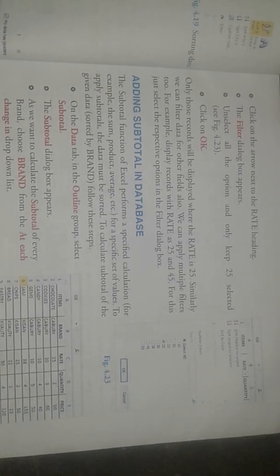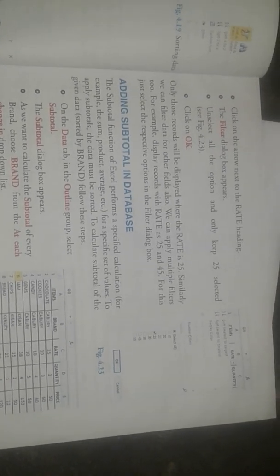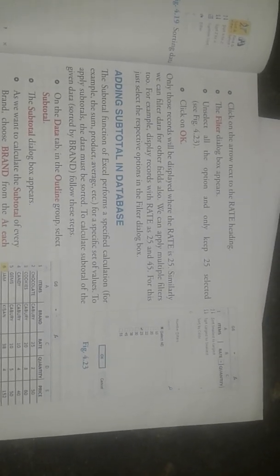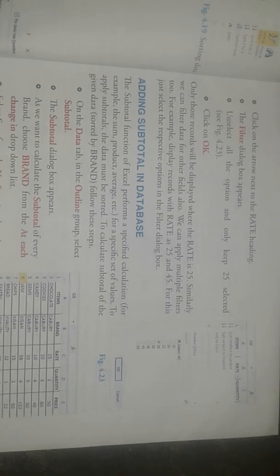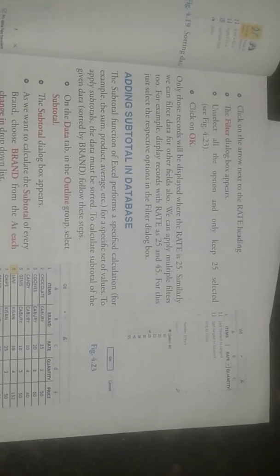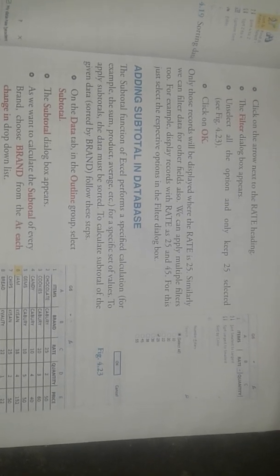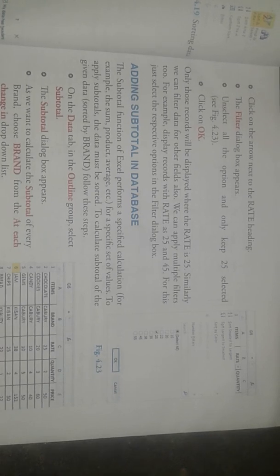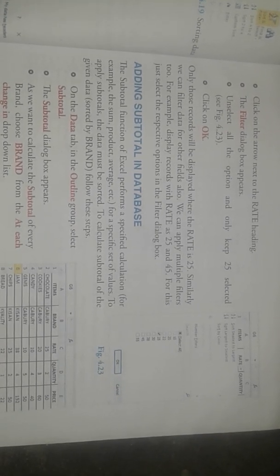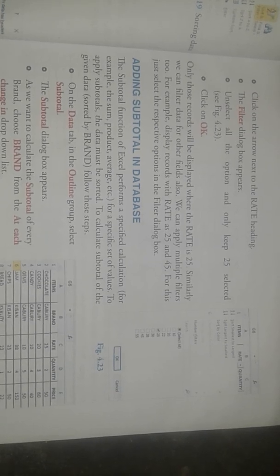The checkbox replace current subtotals is selected by default. This will override the existing subtotal if already calculated. The checkbox summarize below data is also selected by default. This option will place the subtotal below every brand. Click on OK. The subtotal will be displayed below every brand.